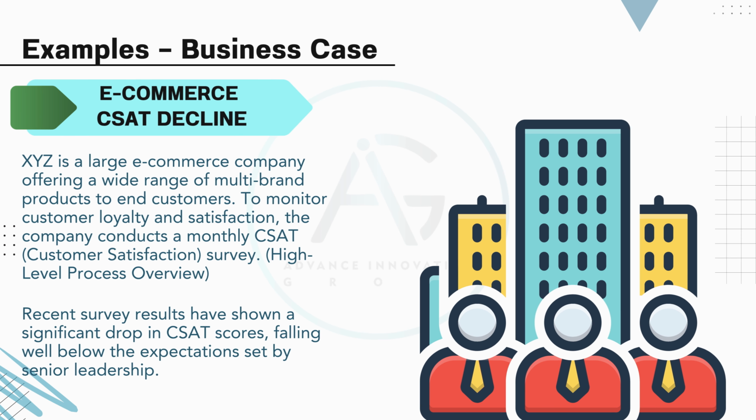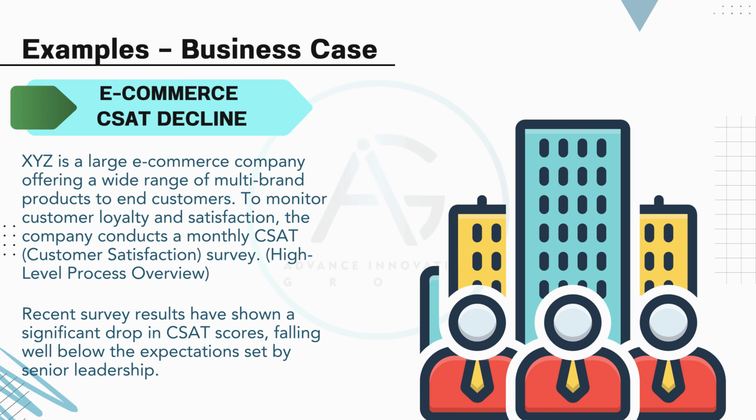E-commerce, CSAT decline. XYZ is a major e-commerce company known for offering a diverse range of multi-brand products to its customers. As part of its efforts to monitor and maintain customer loyalty, the company regularly conducts monthly CSAT surveys. Recently, these surveys have revealed a sharp decline in customer satisfaction scores, falling below the benchmarks set by senior leadership. This drop indicates potential underlying issues in areas like service quality, delivery accuracy, product availability, or post-purchase support.